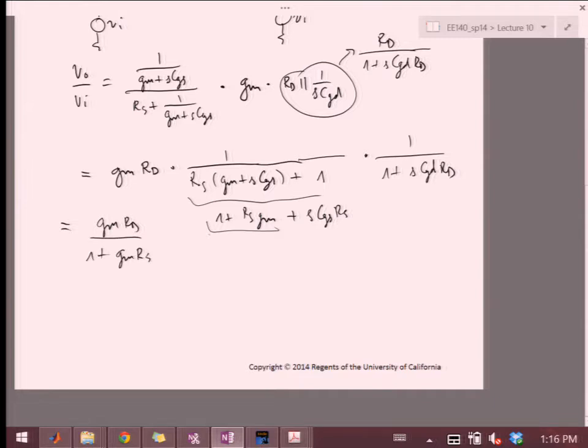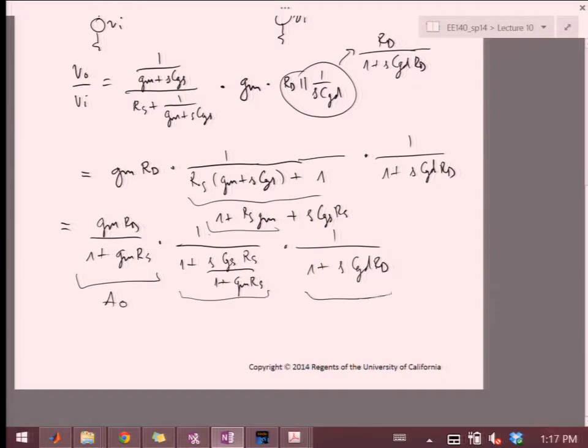This should be familiar because this is our DC gain, times what I have here, which is 1 over (1 plus sCGS RS over (1 plus gm RS)), and then times another term, which is 1 over (1 plus sCGD RD). So this is our A0, and these two are the two poles in the system: 1 over (1 minus s over p1), and then 1 over (1 minus s over p2). From here we can extract the magnitude of the first pole as (1 plus gm RS) over (CGS RS), and the second one is 1 over (CGD RD). So this is the exact expression.